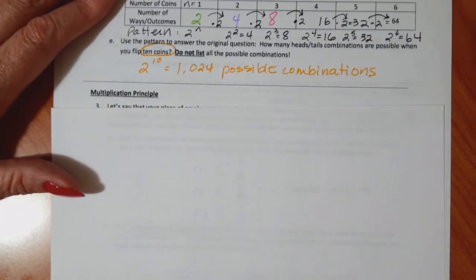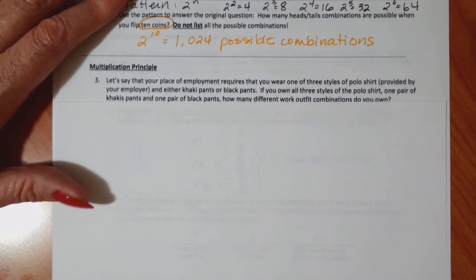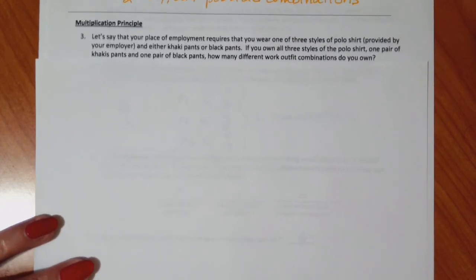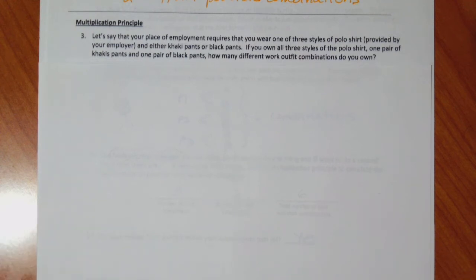All right, well, this leads us into the multiplication, and we're going to use this by doing a problem with the number of outfits you can create. You've got 3 styles of polo shirts, they're your employer uniforms, and either khaki or black pants. So you have 3 styles of polo shirts and 2 different kinds of pants. How many work outfit combinations do you own?